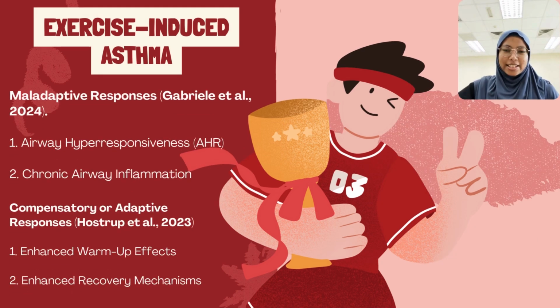So for exercise-induced asthma, the adaptive responses are quite limited because of the maladaptive responses. Here I put two of them. One of them is airway hyperresponsiveness, AHR, which is a heightened sensitivity of the airways to triggers like cold air, pollutants, or dehydration. This leads to exaggerated bronchial constriction.